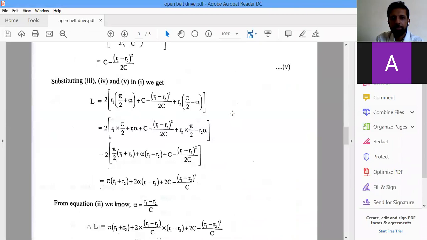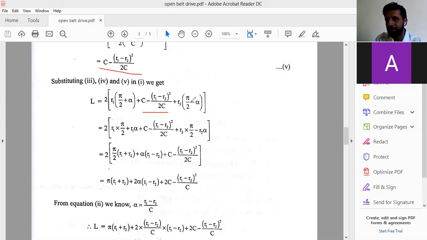Now when substituting in that equation, 2 times arc JE, nothing but R1 into pi by 2 plus alpha, plus EF, which we just got, is (C minus (R1 minus R2) the whole square) divided by 2C. Substitute that, and then we have arc FK, which is nothing but on the smaller pulley, so R2 into pi by 2 minus alpha. Now open these brackets and simplify, and then we'll get this particular equation.